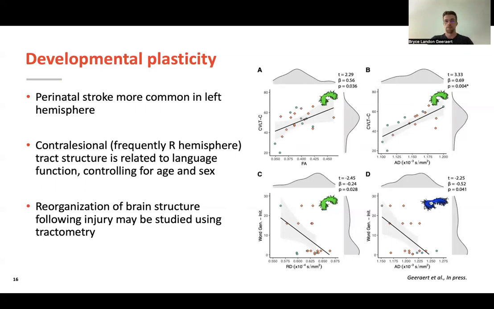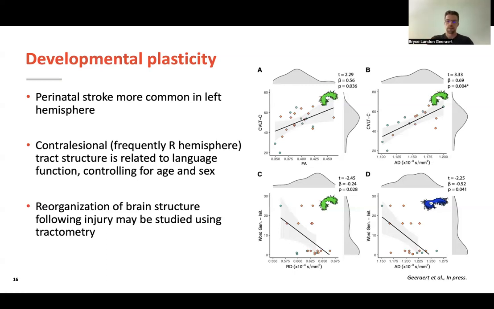So we're seeing that there's an imbalance, a bias towards higher FA and lower MD values in the contralesional hemisphere, and that the structure of those right hemisphere tracts, typically right hemisphere tracts, are related to language, kind of hinting at reorganization of networks, the language network, to include more right hemisphere fibers to support language function, kind of getting at the potential for neuroplasticity in perinatal stroke.